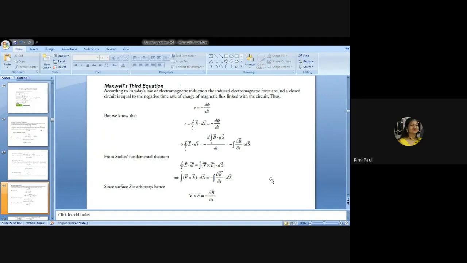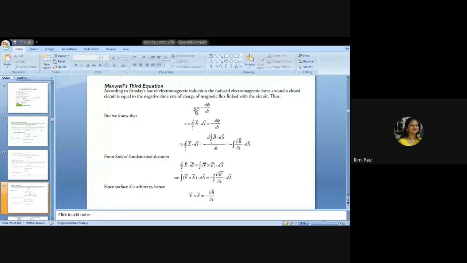Now according to Faraday's law, what does Faraday's law state? Faraday's law states that the magnitude of electromotive force induced in a conducting loop is equal to the rate of change of magnetic flux through that loop with time. Or we can say that the induced EMF, E, or you can take epsilon here, because E we have already taken as electric field intensity, so epsilon is equal to minus d phi by dt.